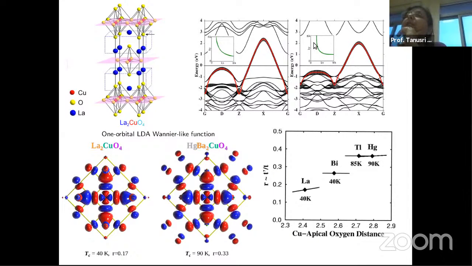So what is shown on the right-hand side is basically again the same band structure, but now shown for two compounds. One is shown for the lanthanum compound, and the other is shown for the mercury compound. You again have this single band that is crossing the Fermi level, and this single band, shown in red, looks pretty similar between the two, unless you are an expert able to see the difference. Indeed, there is a difference.